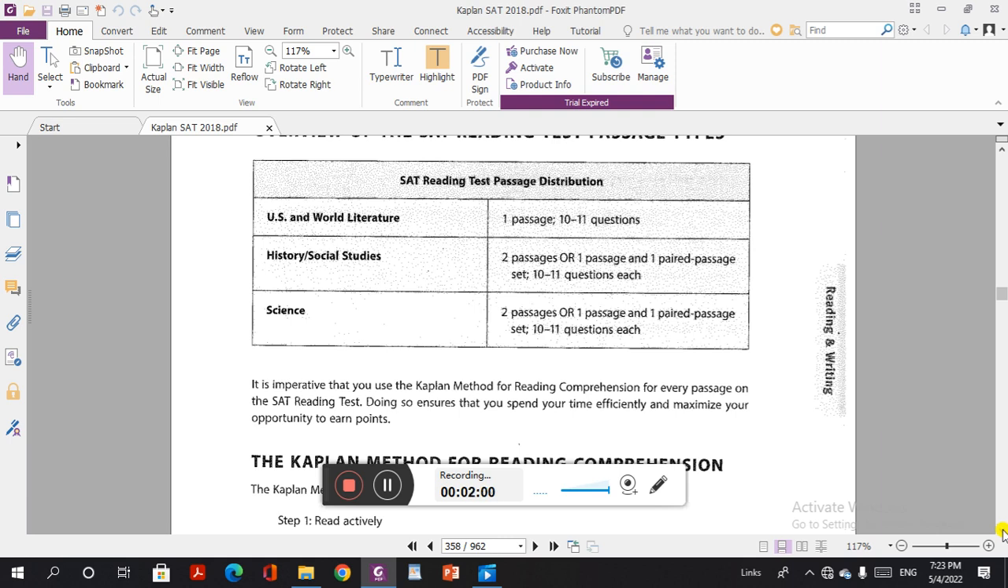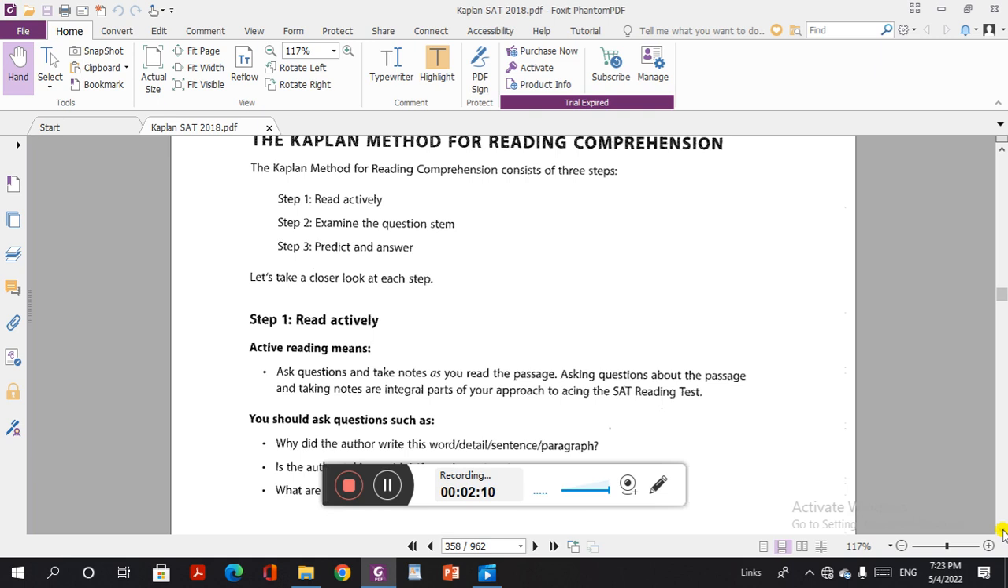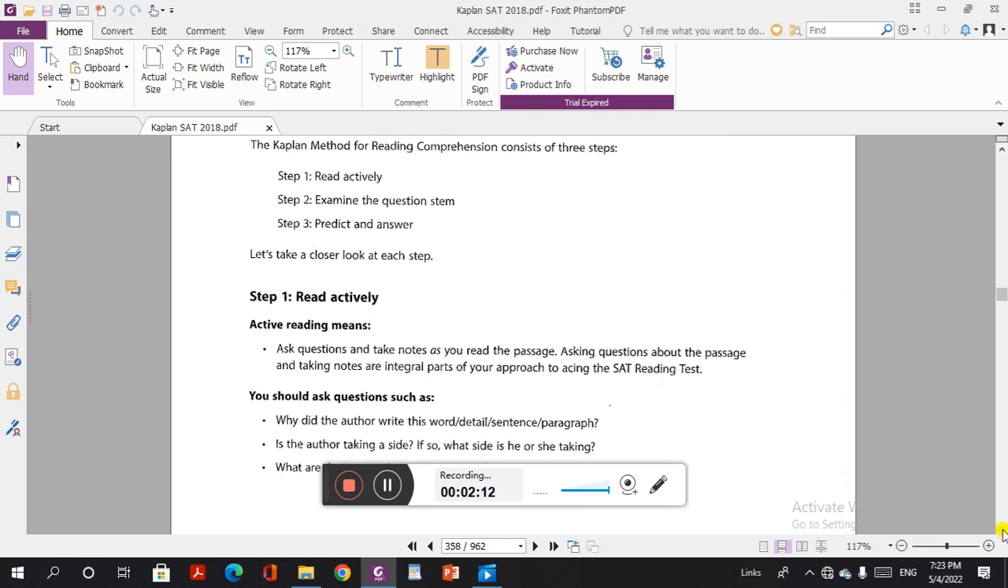You have to love science. You have to love history. You have to love social studies. You have to love all of these types of reading passages. So don't go and read. Before you read, you have to know how many steps you should apply before you read.